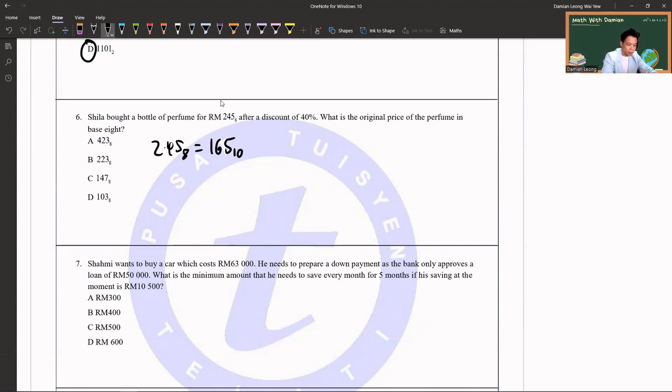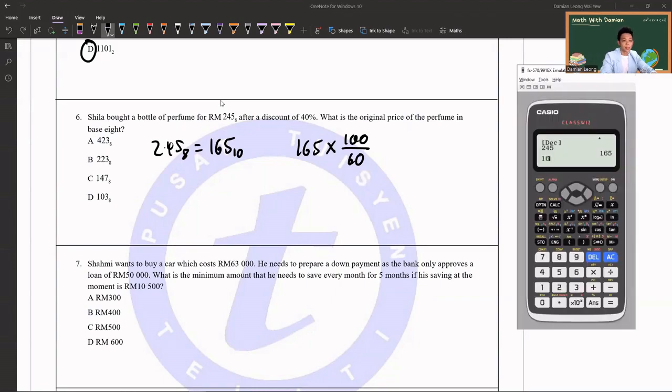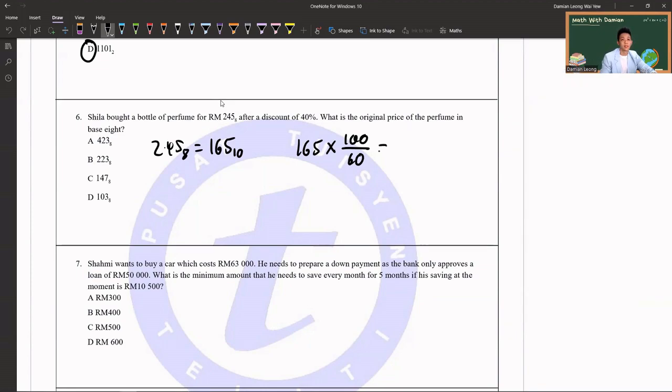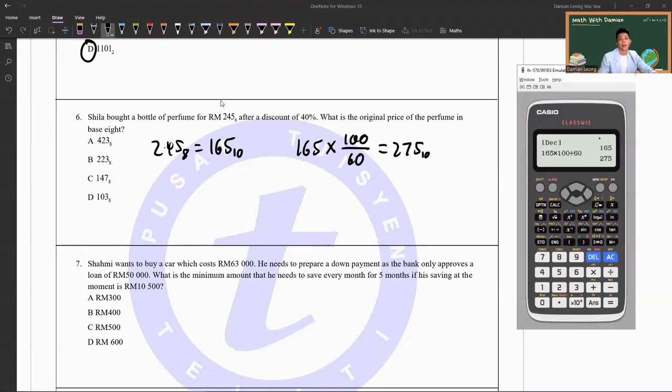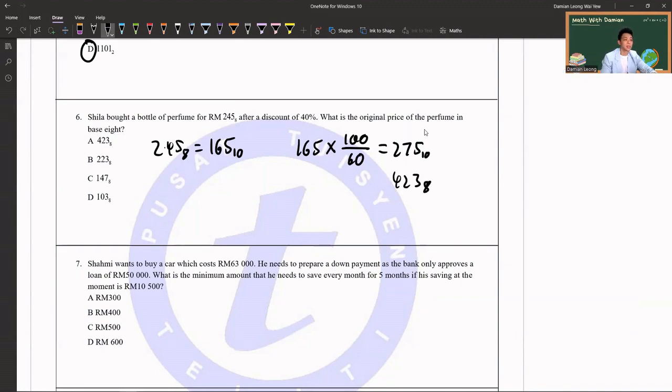So it's not 100%. So you don't go and times 140%. You take this being 60% of the original price after the 40% discount. So in order to convert to 100% price, I times 100 divide by 60. Okay, times 100 over 60. So 165 times 100 over 60, I get 275. That's the value in base 10. Then I convert to base 8, octal, 423 in base 8.